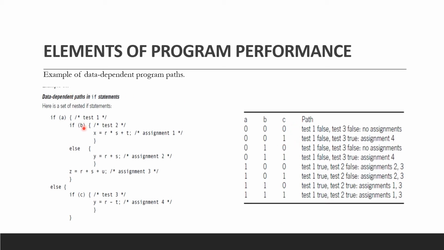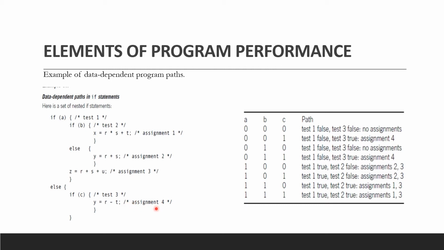If the test case 1 is true, it will execute this path. Here there is a test case 2 and we have an assignment statement. This statement is assignment 1 and the else part is assignment 2, and the third path, which is common for this test 2 case, is assignment 3, and here is assignment 4.